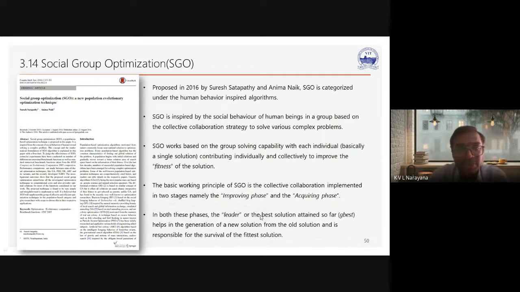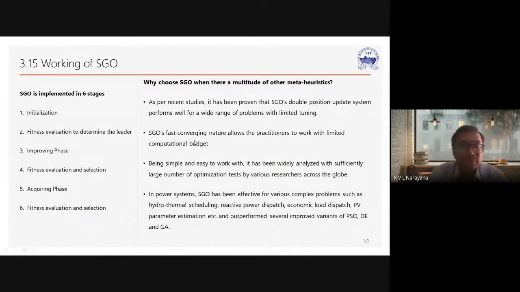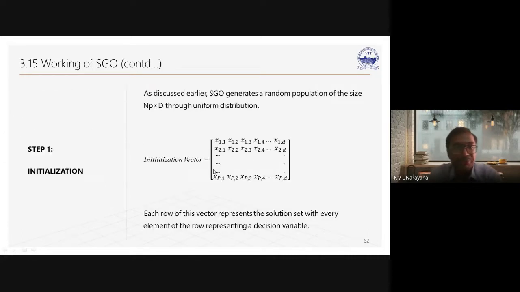These are the steps involved. Let me explain the first step: initialization. In the initialization, we give the dimensions, population size, and the number of iterations. After initialization comes the fitness evaluation and determining the leader. I will explain through an example here. So this is the initialization. Initially we have to generate the initialization vector.